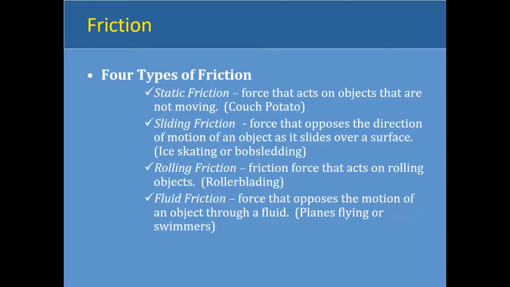The next is what's known as sliding friction. This is the force that opposes the direction of motion of an object as it slides over a surface. Hopefully, when you're thinking about this, you're thinking about it in terms of ice skating or bobsledding. The blade slides across the ice, and as it does so, it cuts into it, melts a little bit of the ice, and that creates a sliding friction as the one object goes over the other.